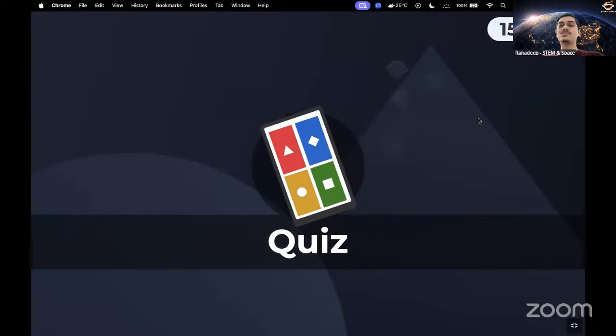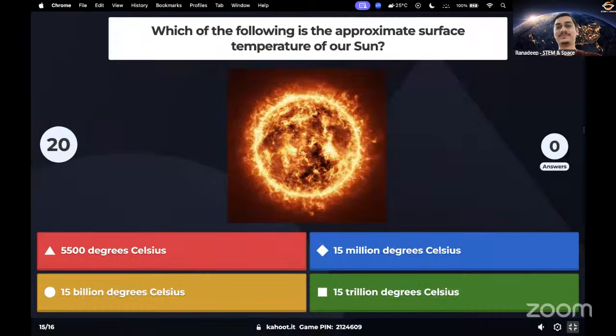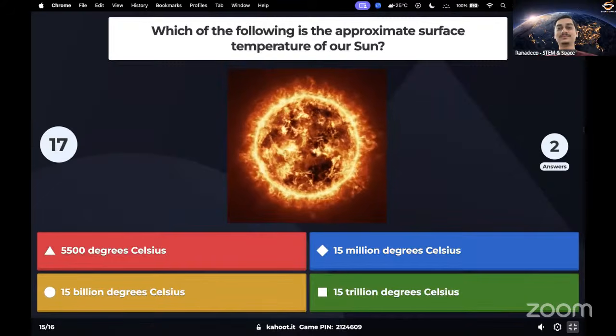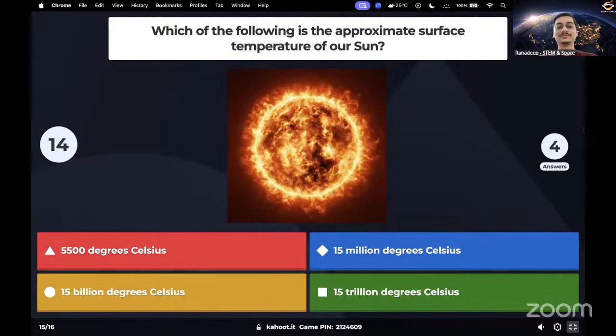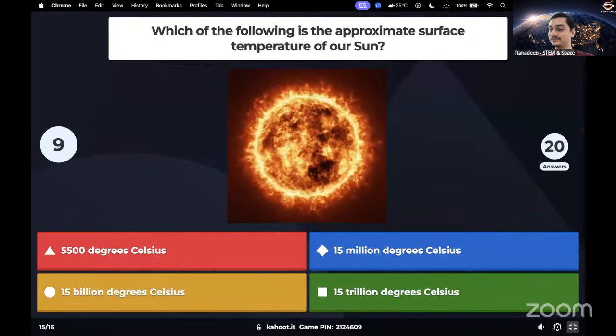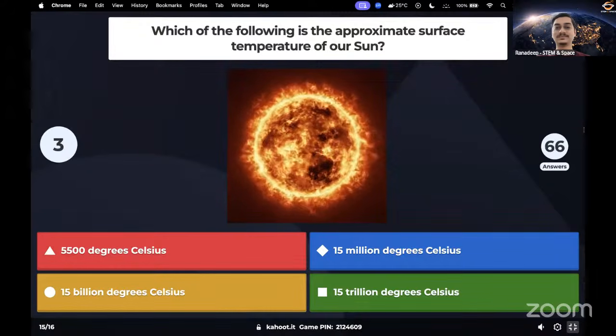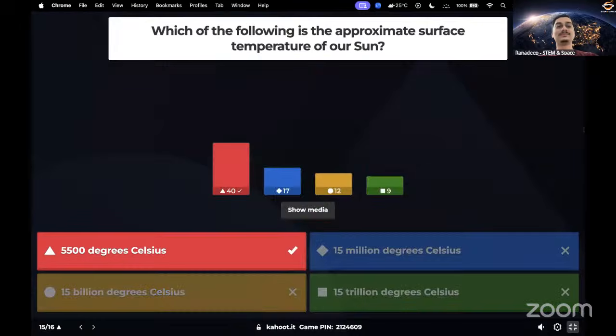Well, with that, let's move on to the penultimate question. Which of the following is the approximate surface temperature of our sun? And the correct answer is 5,500 degrees Celsius. Some people have answered 15 million, which is actually the temperature of the core of the sun, while the question asks for the surface temperature.